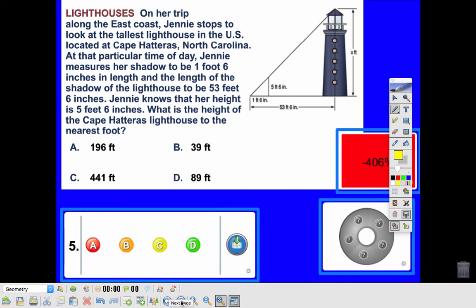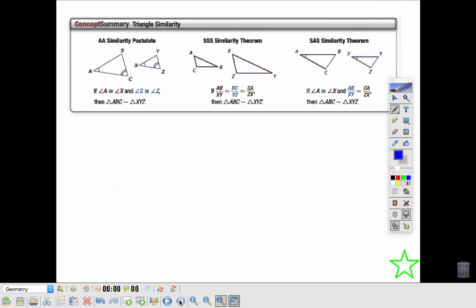Go ahead and give this one a try. This is the shadow one. Be careful. It's 5 feet 6 inches, so we would write that as 5.5 if we wanted to write it as feet, because 6 is half of 12, so you get 5.5. Give this one a try. All right, so for that one, we should have gotten A. And then here is just kind of a rundown of everything that we went over today.